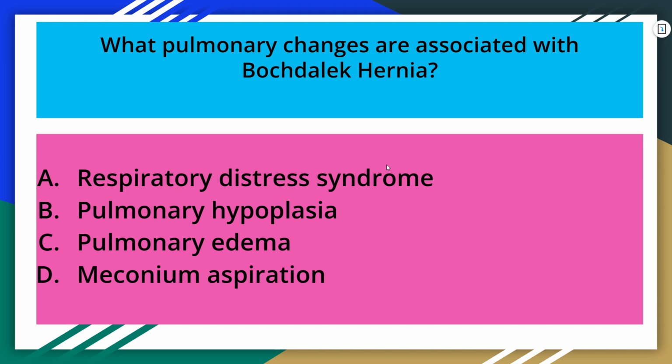Respiratory distress syndrome is named for hyaline membrane disease, which is associated with prematurity where there is an absence of surfactant. Pulmonary hypoplasia is our answer to this question. Pulmonary edema is not seen here; it is essentially seen in patients with cardiac failure. And meconium aspiration is also not seen along with Bochdalek hernia. So the correct answer to this question is pulmonary hypoplasia.